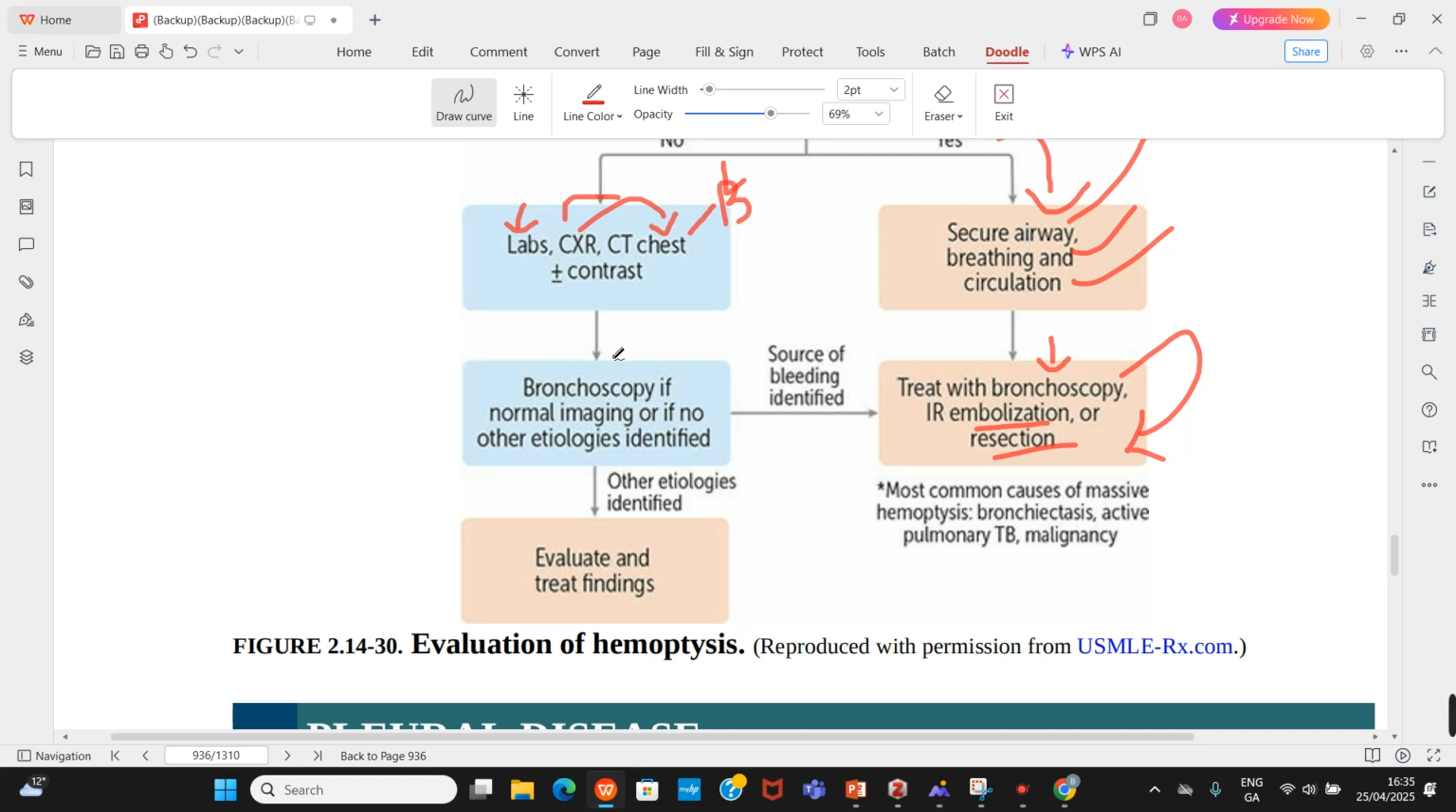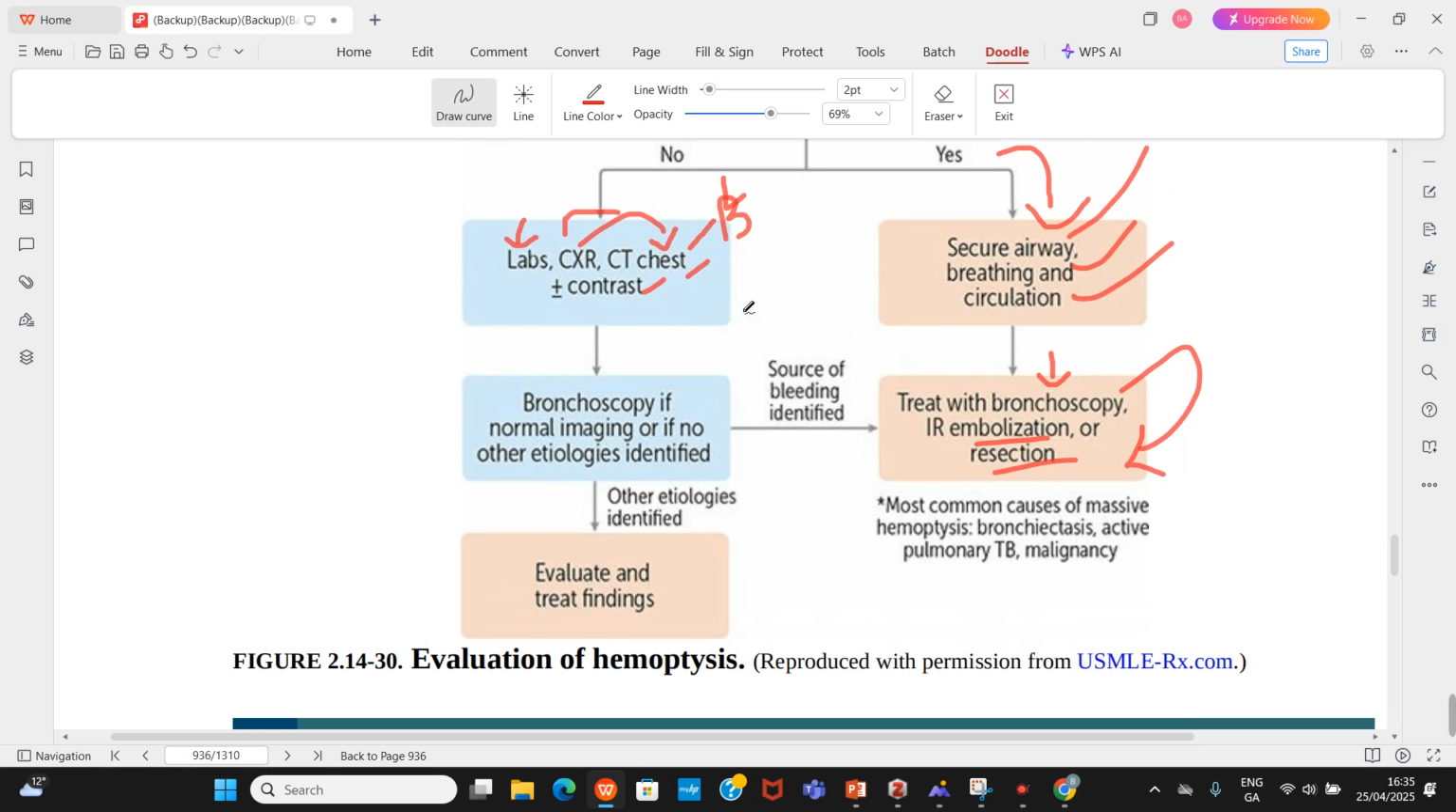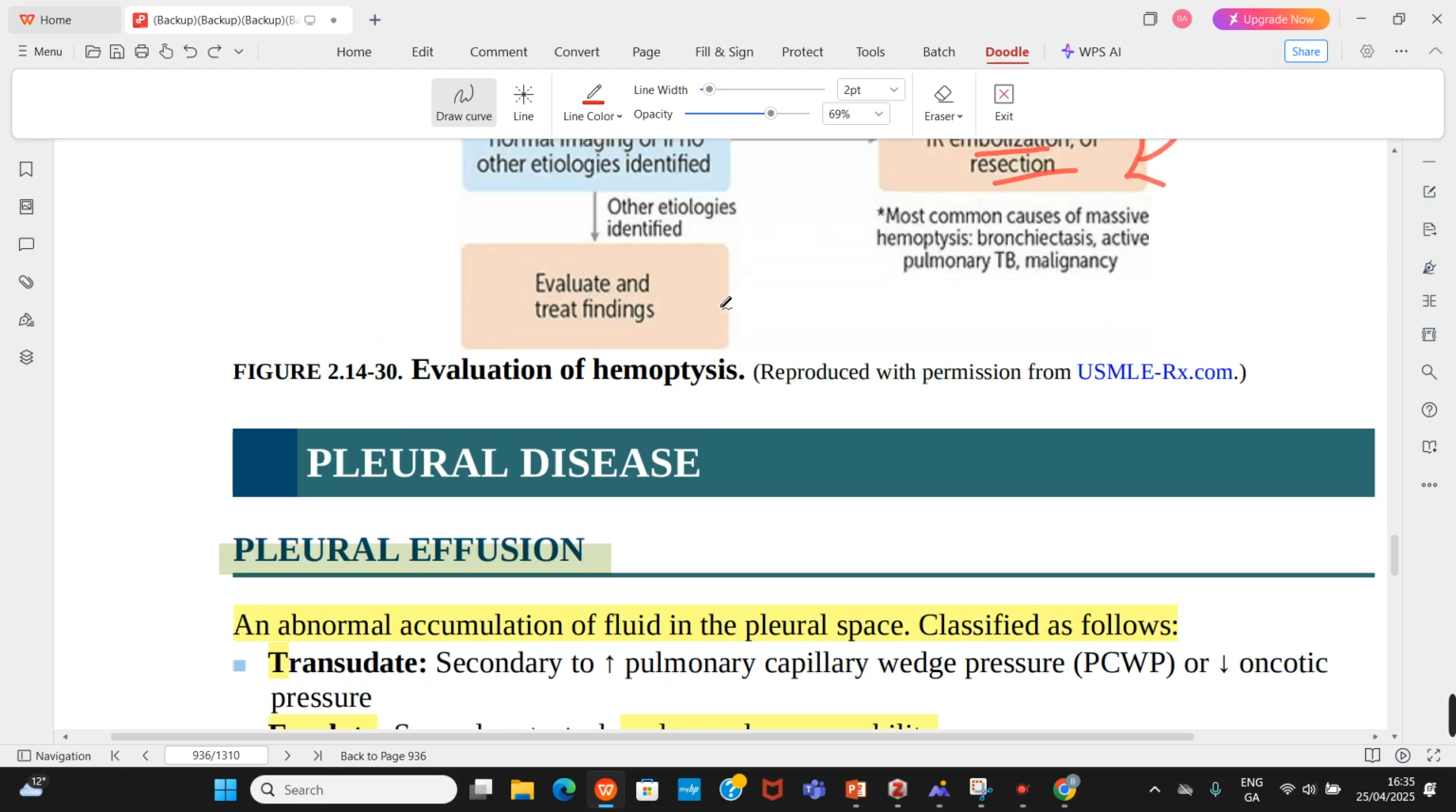If there's a normal image and you cannot see anything, just go and do your bronchoscopy and have a closer look. But if you can see something, maybe lung cancer or bronchiectasis, manage accordingly. If bronchiectasis, give steroids, antibiotics, and chest physiotherapy and the likes. If it's lung cancer that can be responsive to chemo, like small cell, give chemo, and the person moves on with his life. So that's that about evaluation of hemoptysis.